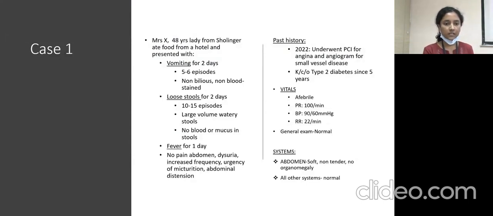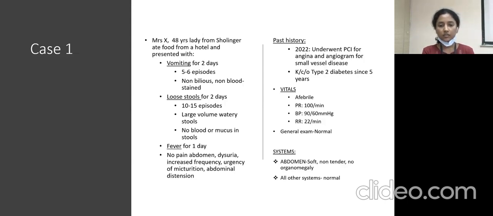First is Mrs. X, a 48-year-old lady from Scholinger who ate food from a hotel and presented with non-bilious, non-bloodstained 5 to 6 episodes of vomiting for 2 days, large volume watery stools, 10 to 15 episodes that were non-bloodstained and non-mucoid, and fever for 1 day. She is a known diabetic for the past 5 years.